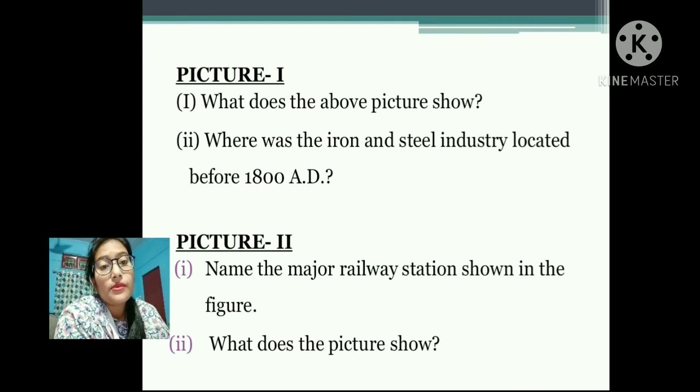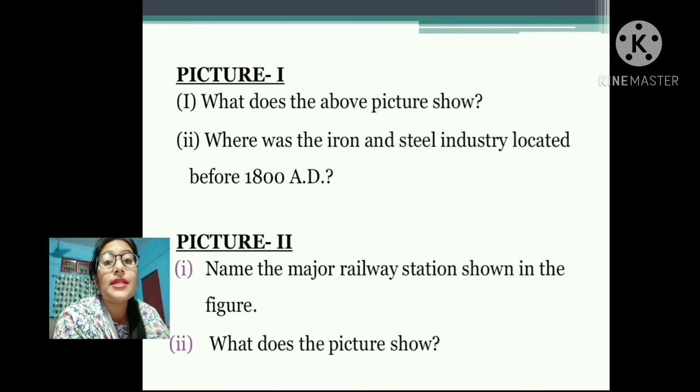Then now we are going to discuss the questions which are based on the second picture, right? Question number 1, name the major railway stations shown in the figure. So students, if you all have observed the figure, then it depicts the Kalimati railway station. What does the picture show? It shows the iron and steel plant at Jamshedpur.